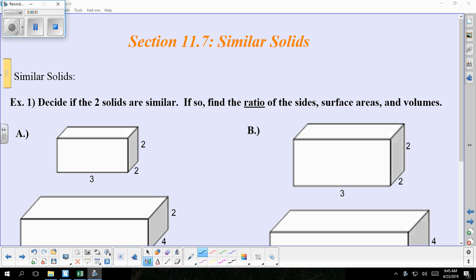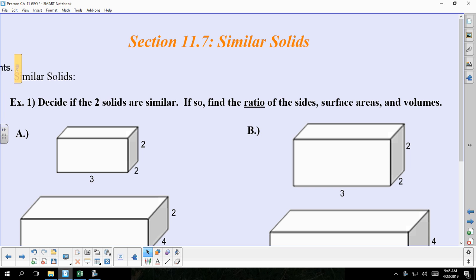So 11.7 is on similar solids. Similar solids are two solids that have the same ratio of measurements. So the same ratio of measurements.